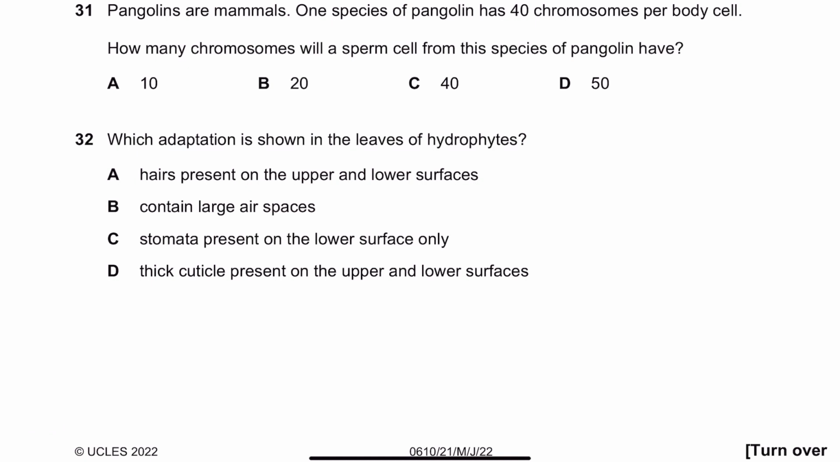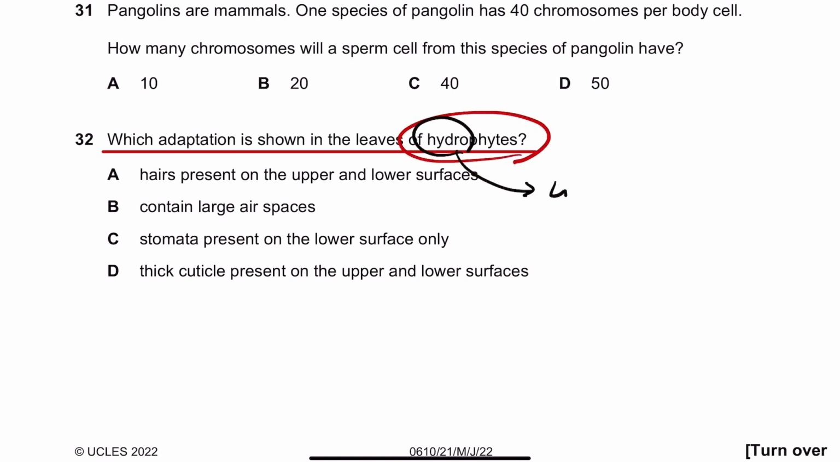Number 32. Which adaptation is shown in the leaves of hydrophytes? So let's have a look at the word hydrophytes. The word hydro means water. Phytes means plants. So they're plants that live in or on the water.